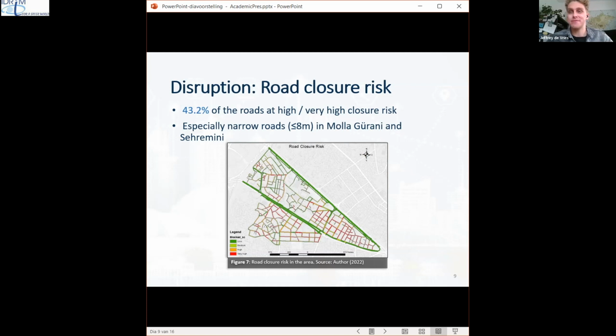Based on the height of the buildings and their damage grades, it was determined that almost half of the roads in my area are at high or very high risk of being closed by the debris from buildings. And these include especially the narrow roads, again, here in Molakarani and Cheremini. However, the locations of such blockages in my case study area might cause the entire area to become isolated except for the main road.